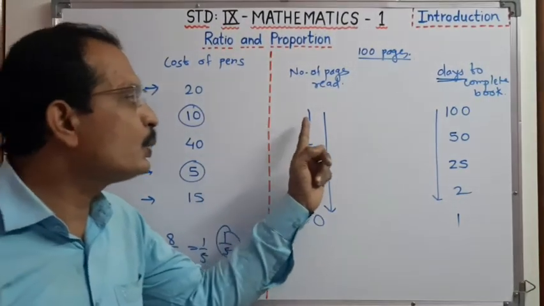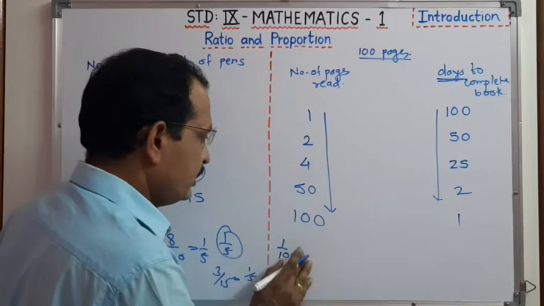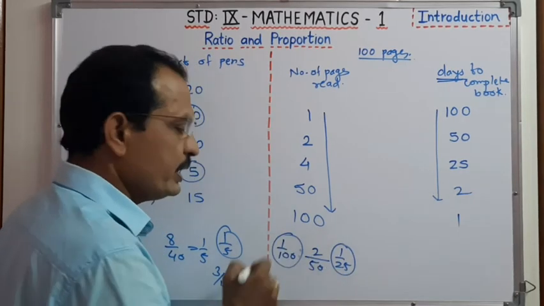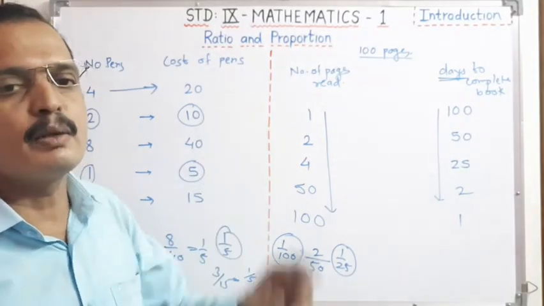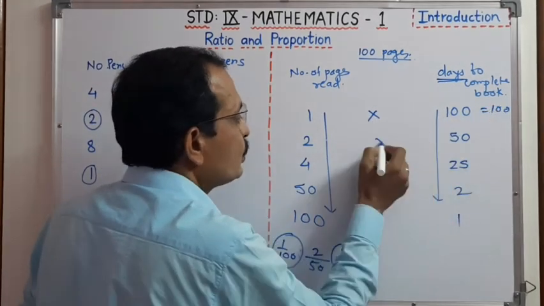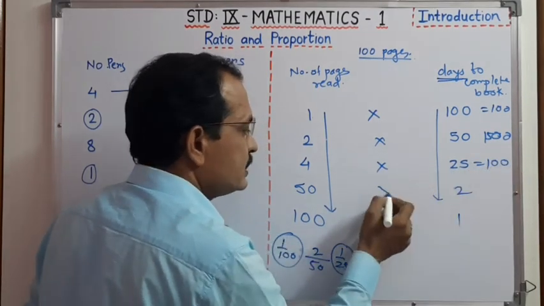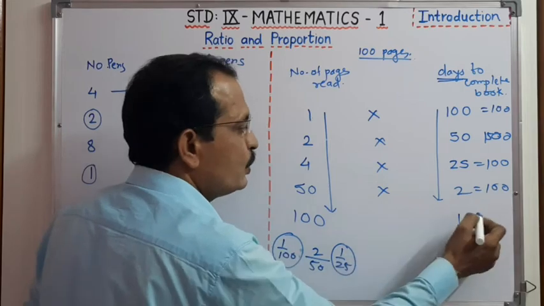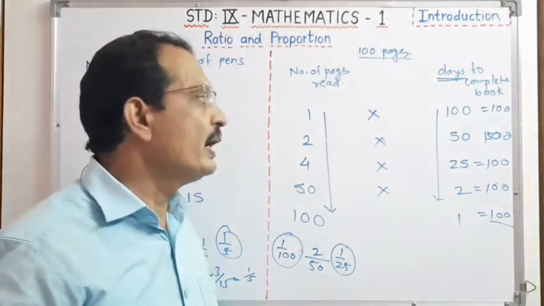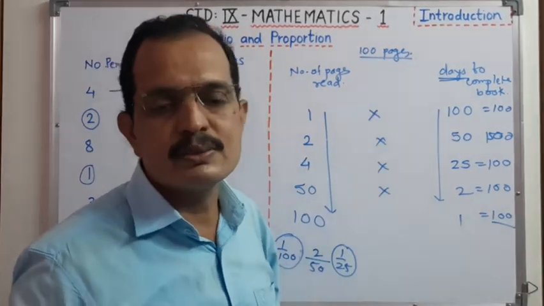And here, if we do the division, then it is 1 upon 100. Second, here it is 2 upon 50, that is 1 upon 25. This ratio does not remain constant. But one thing remains constant: if we multiply this, 1 into 100, it is 100. 2 into 50, it is 100. 4 into 25, it is 100. 50 into 2, it is 100. And 100 into 1, it is 100. That means if we multiply these two quantities and that multiplication remains constant every time, then that is called the inverse proportion.